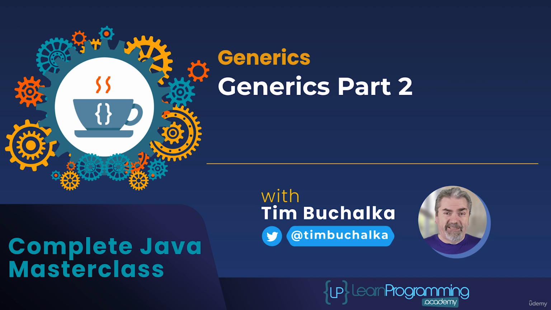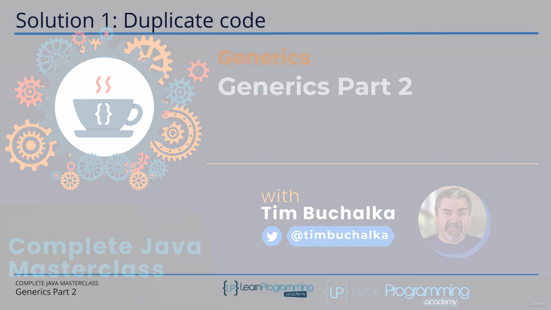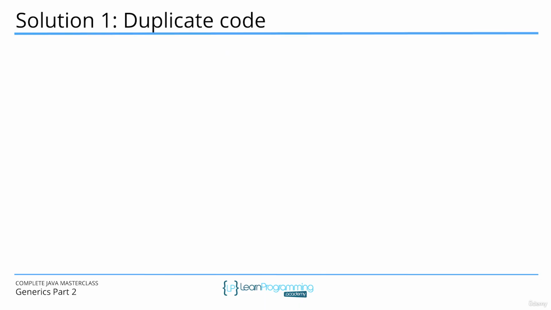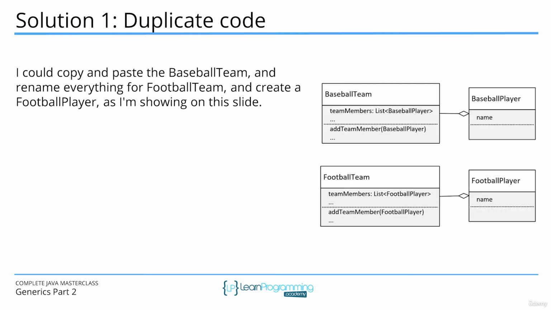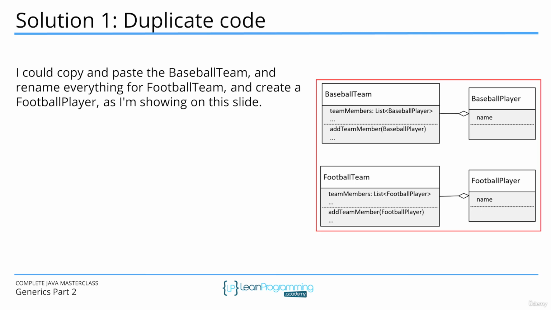In the last video, we built a baseball team class. Now we need to have a class to handle football teams as well. One solution is to duplicate the code. I could copy and paste the baseball team and rename everything for football team and create a football player as I'm showing on this slide.